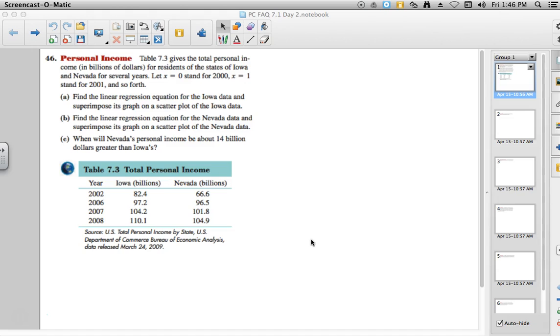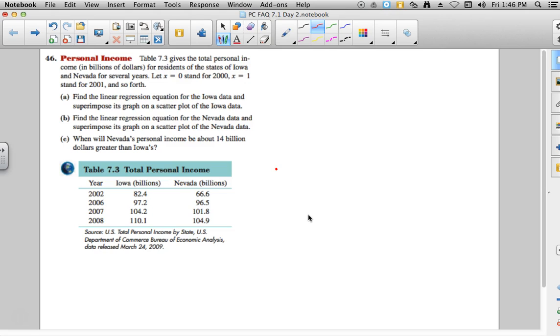46 is personal income. It says table 7.3 gives the total personal income in billions of dollars for residents of the states of Iowa and Nevada for several years. Let x equals 0 stand for 2000, x equals 1 stand for 2001, and so forth. So right away, before punching anything into my calculator, I would make that change. We want all this information since the year 2000.